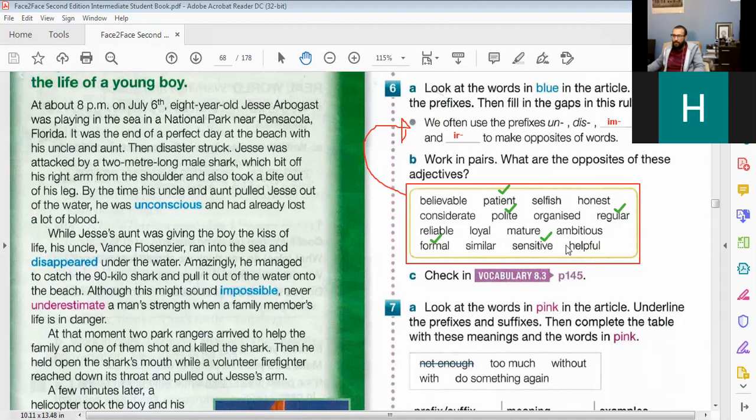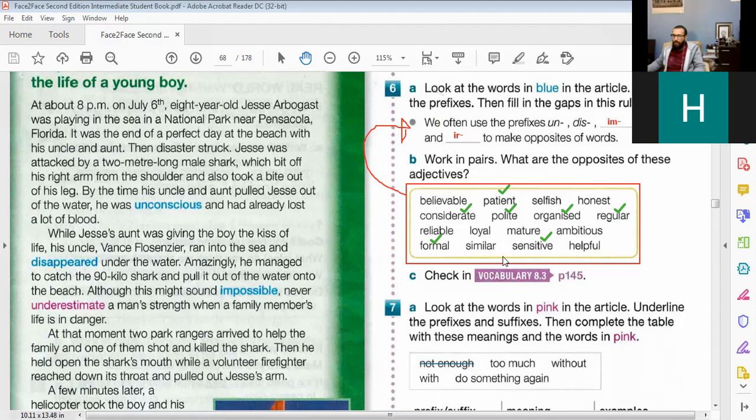Insensitive. Organized, what's the opposite? Organized. What about considerate? Is it I-M or I-N or U-N? Organized, disorganized. Correct. That's right. Okay. Considerate. Inconsiderate. Correct. But is it I-M or I-N? I-N. Correct. Inconsiderate.